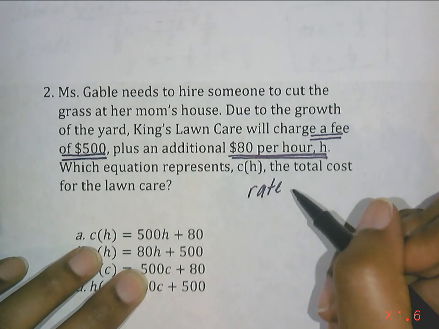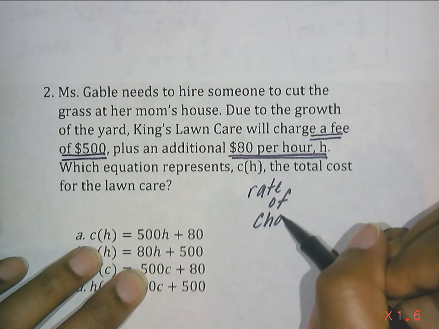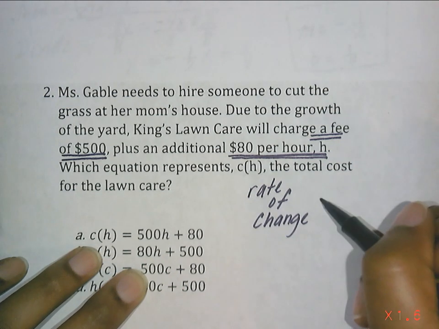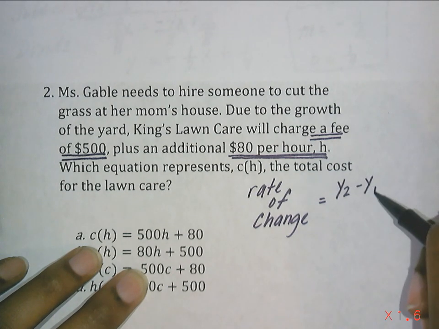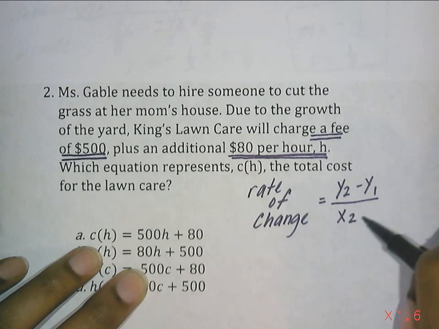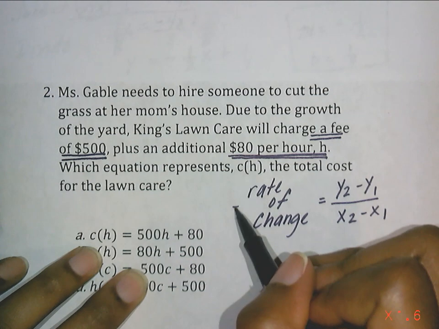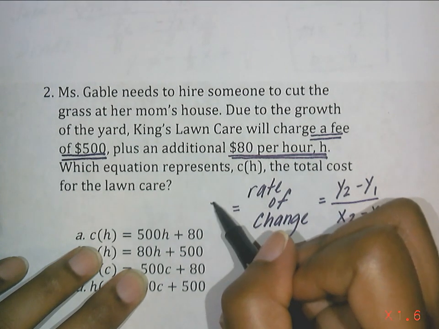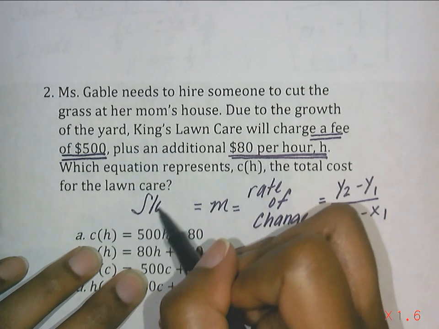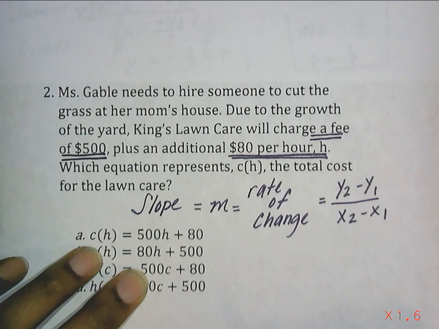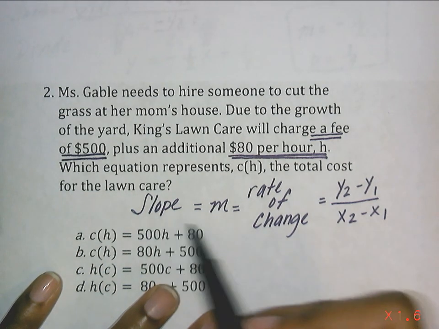I'm gonna write something down. We would call it our rate of change. It is also called the change in the Y value over the change in the X values. And all of these things here represent M, which from the first problem of the day represents our slope. Okay, so that tells us that we have our slope here.